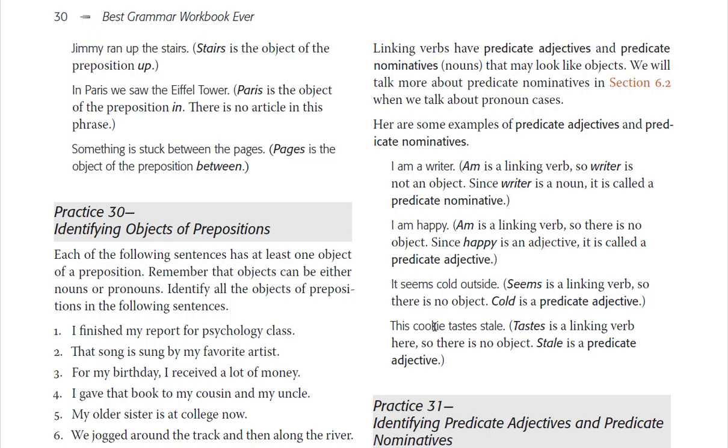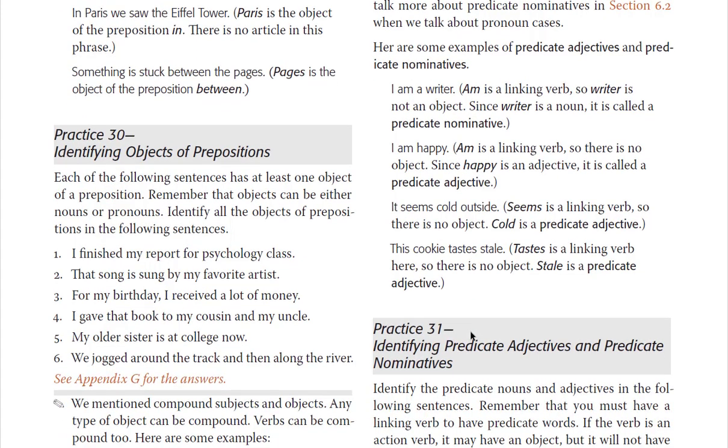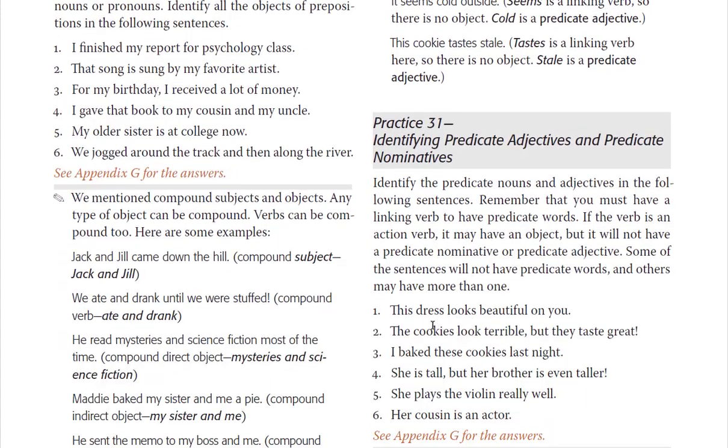The cookie tastes stale. Stale is an adjective, so this is a predicate adjective. The dress looks beautiful on you. And so beautiful is an adjective. Therefore, this is a predicate adjective. The cookies look terrible. This is a predicate adjective.